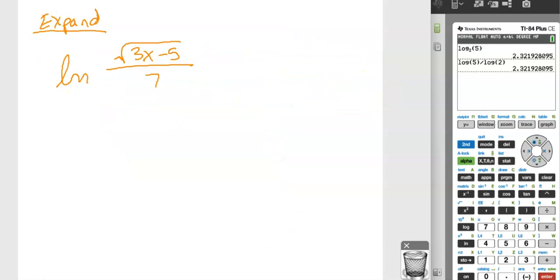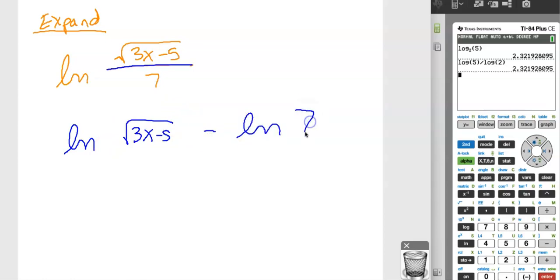So here I have ln, and notice I'm dividing this. Dividing means the same thing. If you go back to rule number 2, so I'm dividing, I'm taking this. I guess you don't really need the parentheses. And then subtract ln of 7. So you're taking the ln of both of those.